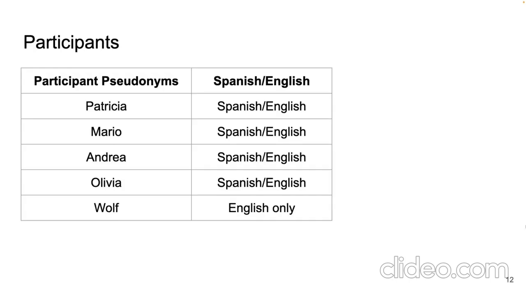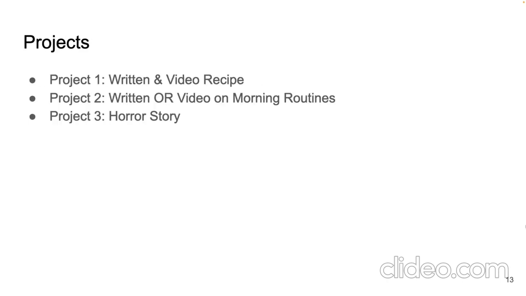My participants were Patricia, Mario, Andrea, Olivia, and Wolf. The first 4 spoke Spanish and English, and the last only spoke English. I want to stress that this is a very simplified view, simplifying their identities into just Spanish-English versus English, but it is kind of indicative of where they're coming from.